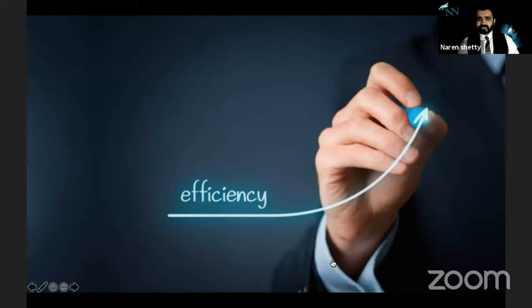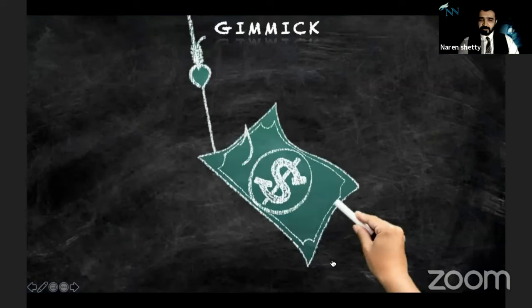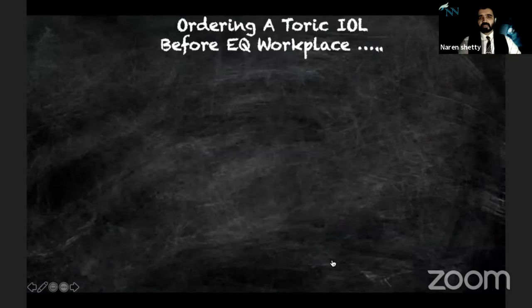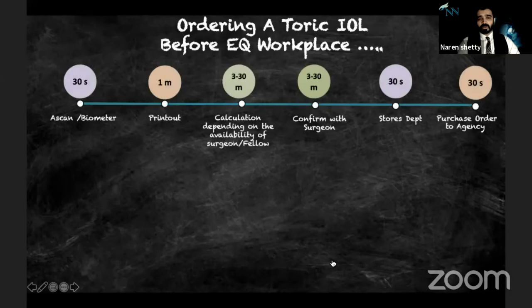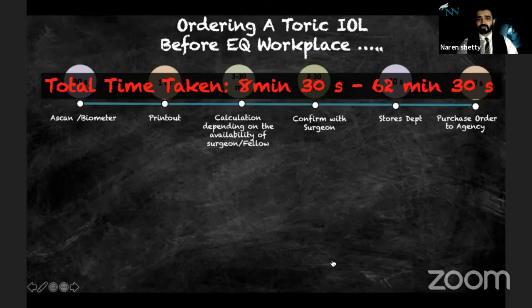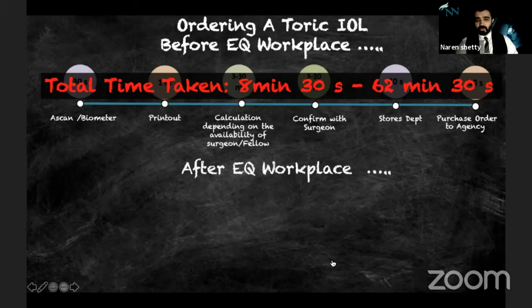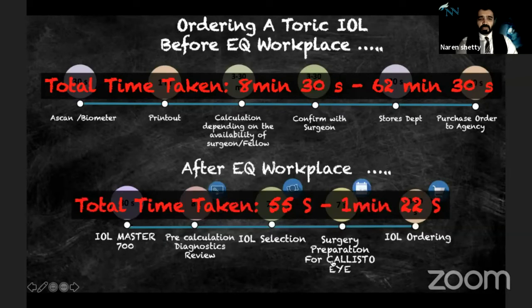Now, all of this, does it really improve efficiency, or is it just a gimmick? So we did a study where we looked at toric IOL workflow before the EQ Workplace and after. Before the EQ Workplace, this is how the normal flow goes, and the time ranges from 8 minutes 30 seconds to 62 minutes 30 seconds. After the EQ Workplace came into the picture, it took about 55 seconds to 1 minute. So, taking the best time before EQ Workplace as about 8 minutes, we save around 7 minutes per patient.